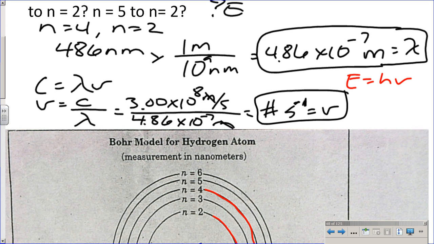Plug it into the other one. So E is equal to 6.626 times 10 to the negative 34th joule seconds times the frequency. And that's going to get you energy, which is measured in what unit? Joules. And that should cancel the seconds in the joule seconds with the per second notation on the frequency.